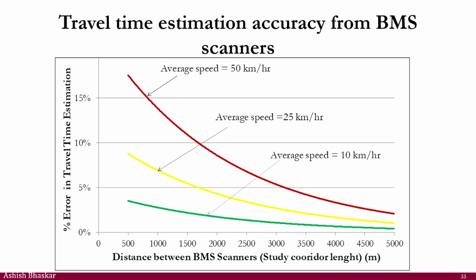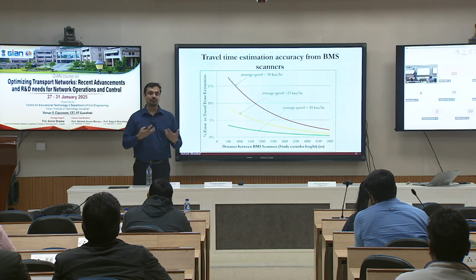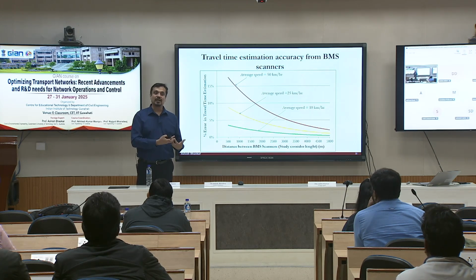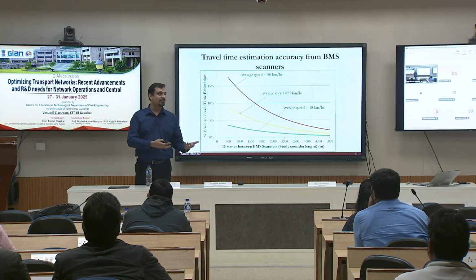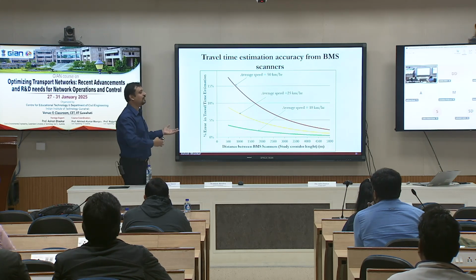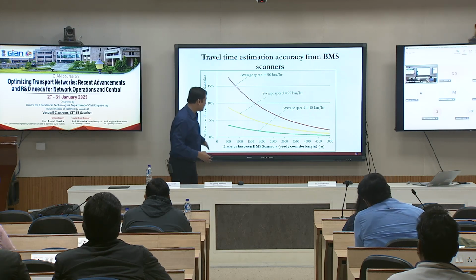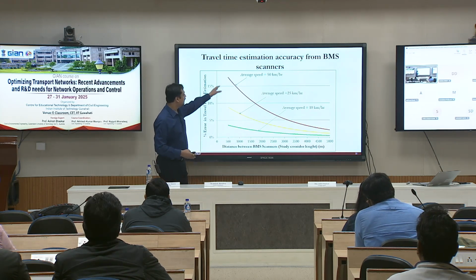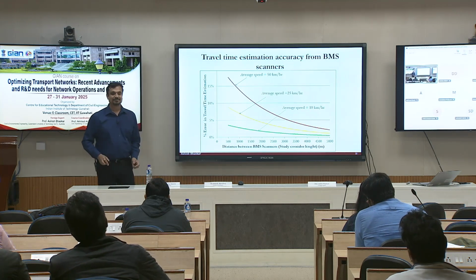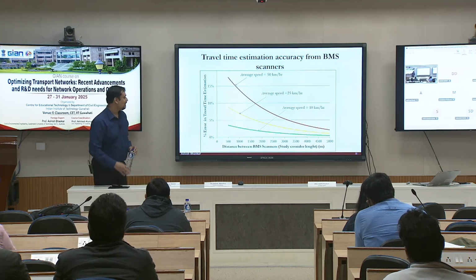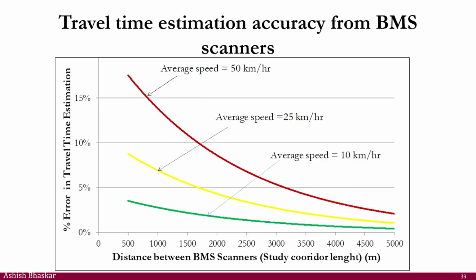In fact, I'm thankful to the reviewer when I submitted the paper. The reviewer asked a question. Whenever you are submitting a paper to a journal, you will have a number of good reviews. Those reviews help you to think more and enhance the quality of the paper. One of the questions was asked, and in response to that question, I generated this plot. So the x-axis is the distance. What can you infer from here?